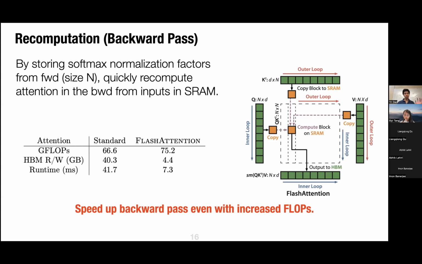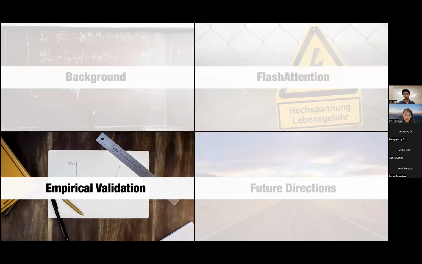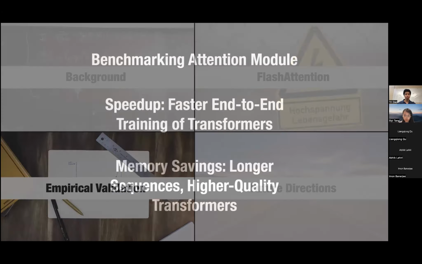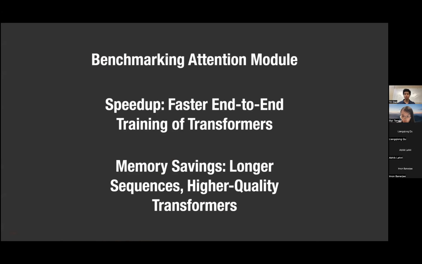Okay, so those are the techniques we use to speed up attention. Again, the goal is so that we can allow transformers to model long sequences. And now I'll show you some empirical validations of how this helps us with that goal. We're going to benchmark the attention module. We're going to show that it is faster, even when you put it in an end-to-end model, so you get faster end-to-end training of transformers.